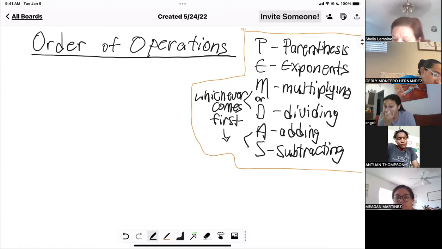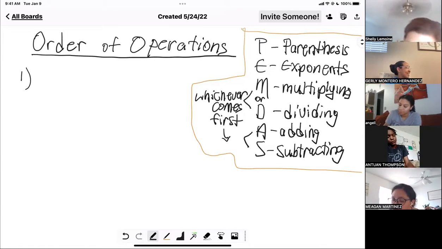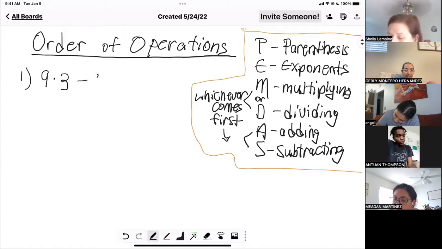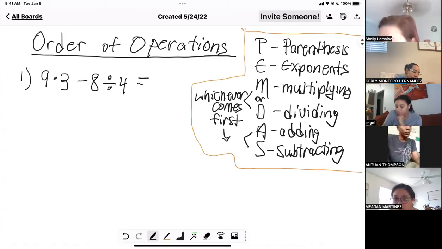Okay, I'm going to write down the practice problem. Just practice. Okay, so let's look at some examples. If I have 9 times 3 minus 8 divided by 4. I'm going to slowly add things in. I'm going to start small and then add in till we get to be a little large, but small things first. Okay, so there's no parentheses.